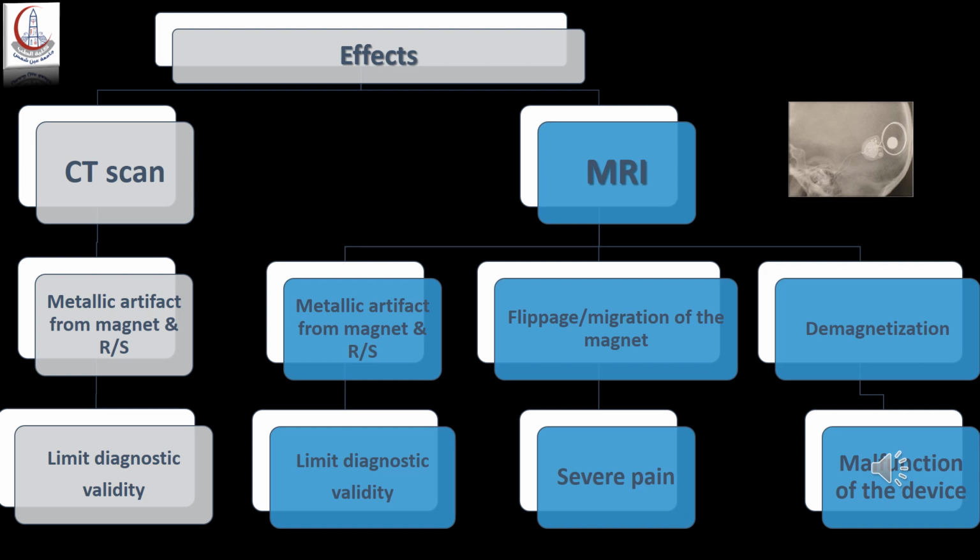When the patient undergoes a CT scan of the head and neck, the presence of the metallic components of the magnet will cast a metallic artifact from the magnet and from the receiver stimulating package, which may cause this sunray appearance, and it can obscure other important structures and make the CT scan unreadable in some areas.